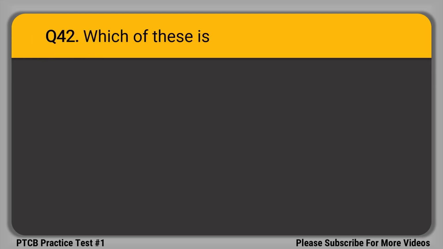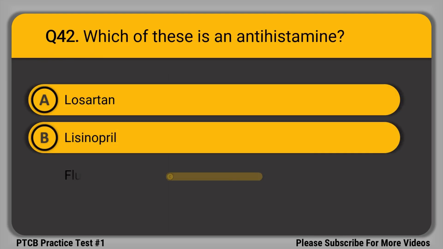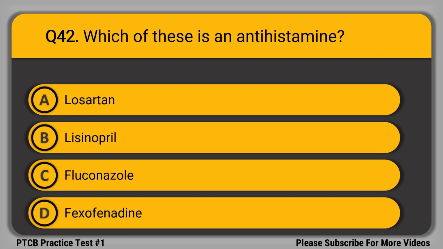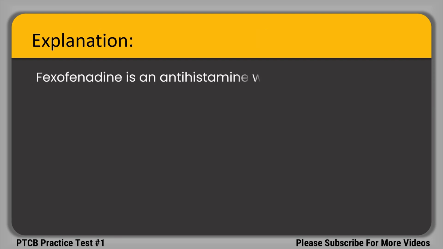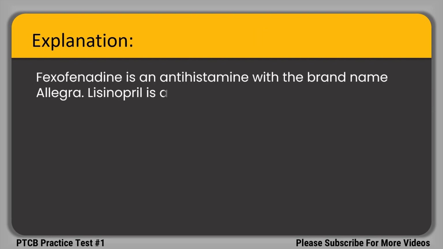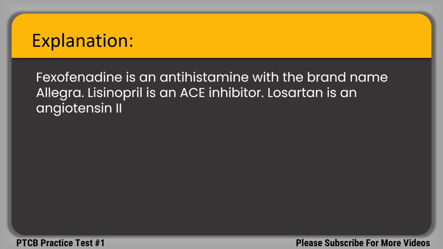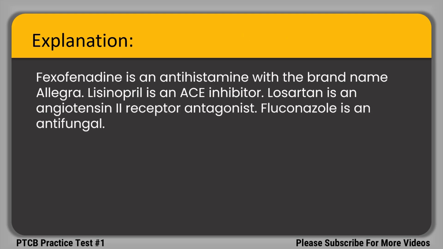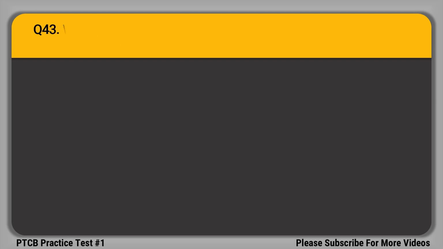Question 42. Which of these is an antihistamine? A. Losartan. B. Lisinopril. C. Fluconazole. D. Fexofenadine. D. Fexofenadine. Fexofenadine is an antihistamine with the brand name Allegra. Lisinopril is an ACE inhibitor. Losartan is an angiotensin II receptor antagonist. Fluconazole is an antifungal.